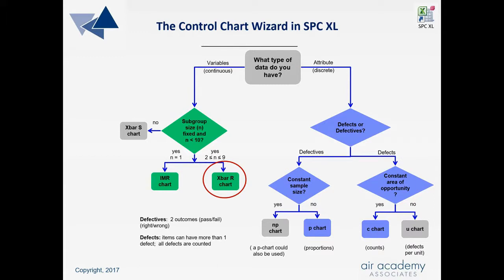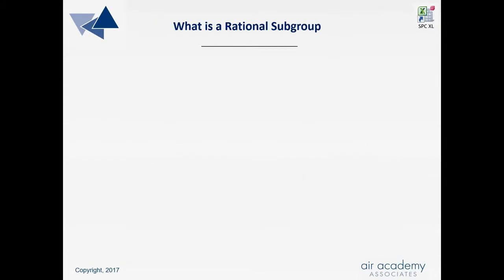And as with the IMR chart, where we got 2 charts for the price of 1, namely an individuals chart and a moving range chart, in the Xbar R chart, we will also get 2 charts, the Xbar chart, which is a plot of averages, and the range chart, which is a plot of ranges. So what exactly is a subgroup? These subgroups are typically called rational subgroups because it's a subset of data collected under relatively homogeneous conditions.